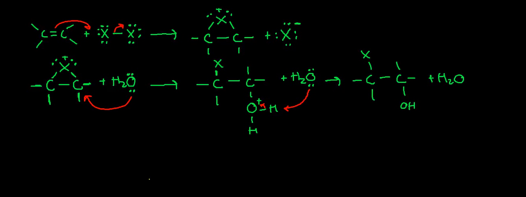Halohydrin formation is basically going to be identical to that of halogen addition. The pi bond is going to react with the halogen, creating a halonium ion and a halide anion. This time, instead of the anion reacting as a nucleophile, water is going to react as a nucleophile. And why is the halide anion not going to react? Well, we would use a different solvent for this reaction.